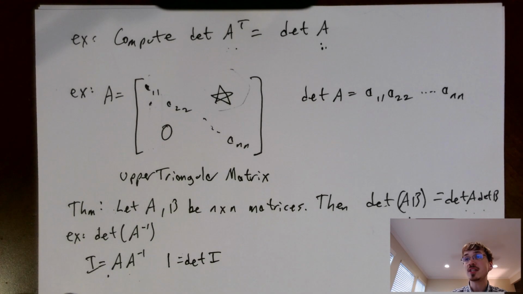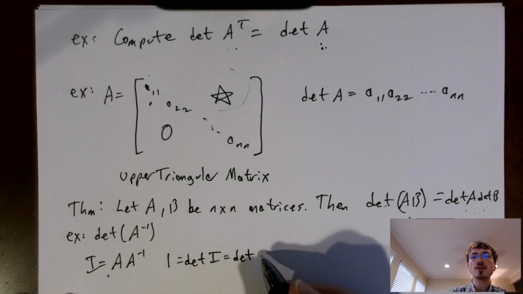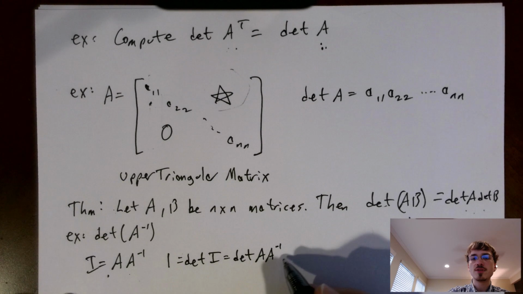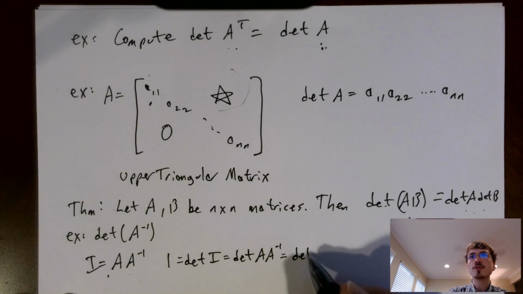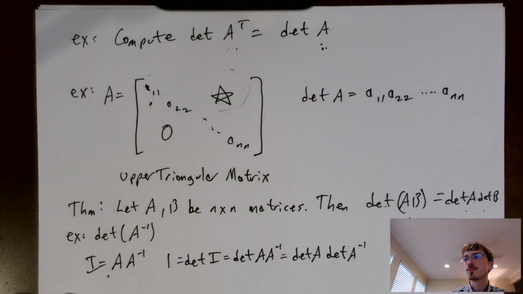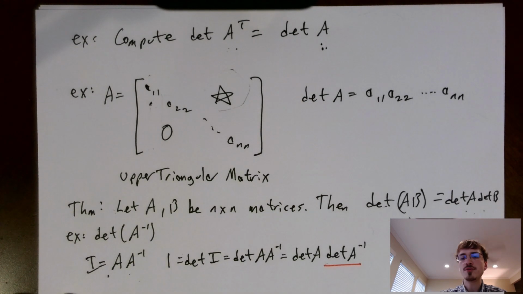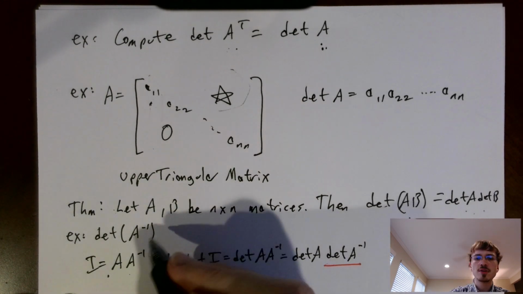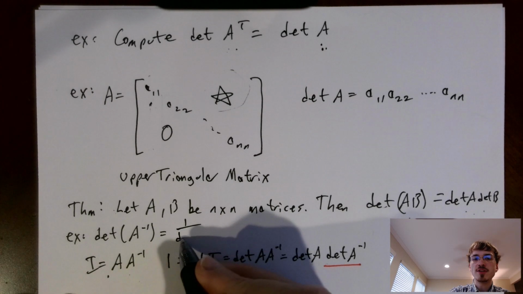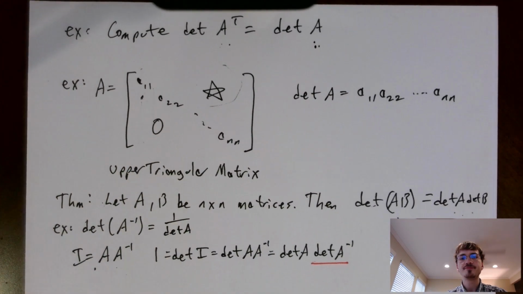Because it's a diagonal matrix, only with 1s on the diagonal. The product of all the 1s is 1. And this is going to be equal to the determinant of A times A inverse, which is equal to the determinant of A times the determinant of A inverse. And we're done, because now we can solve for what we're looking for. So what's the determinant of A inverse? It's just 1 divided by the determinant of A, and that's kind of nice. All right, let's do some more examples.